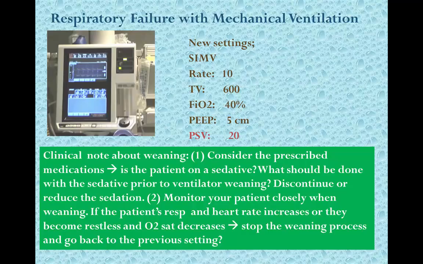We do a PEEP of 5, and then we do a pressure support ventilation of 20. Let's talk first about weaning. You already know that we want to get this patient off the ventilator, and the process by which we get the patient off the ventilator is weaning. Now, how fast is weaning done? Well, it's going to vary on the patient.